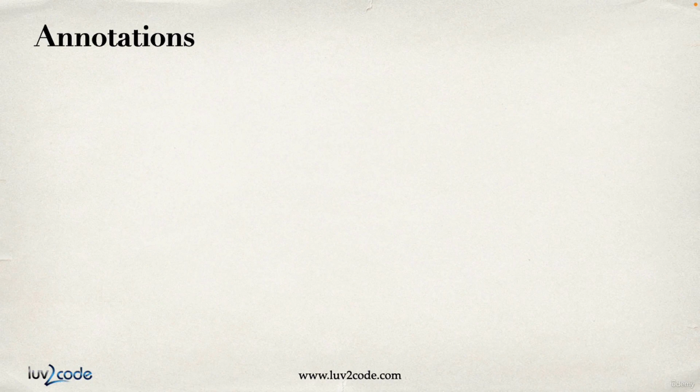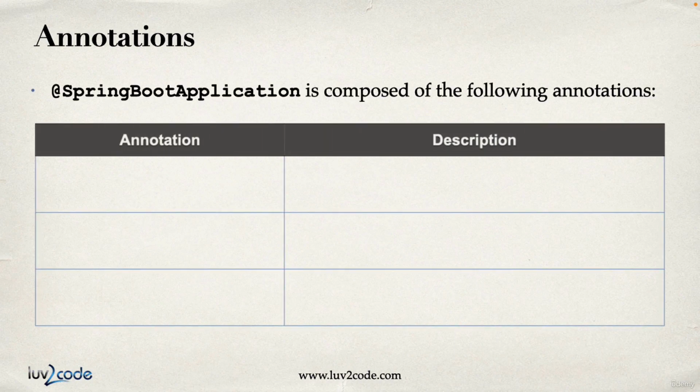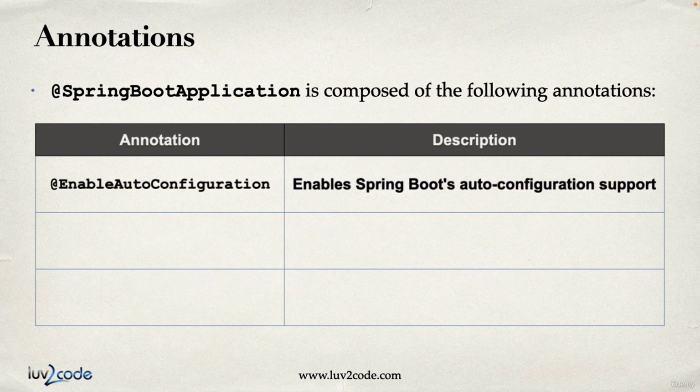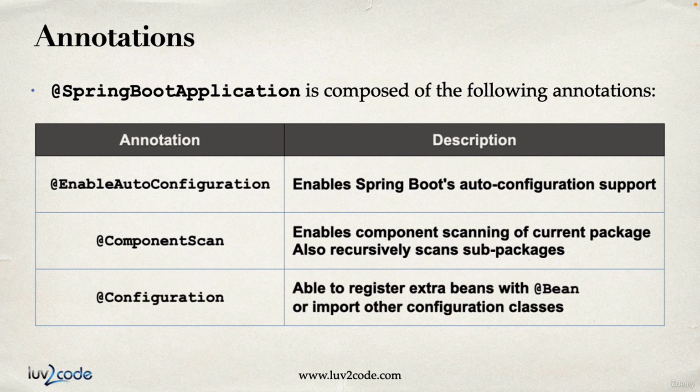So a bit more here on these annotations. @SpringBootApplication is composed of the following annotations. @EnableAutoConfiguration enables Spring Boot's auto configuration support. @ComponentScan enables component scanning of the current package and also recursively scans the sub-packages. And the @Configuration annotation is able to register extra beans with the @Bean annotation or import other configuration classes. I'll show you some examples of the @Configuration annotation a bit later in the course.